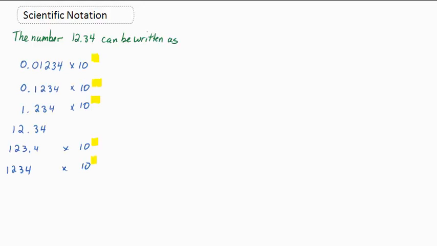Scientific notation is a very useful way to write incredibly large and incredibly small numbers. Let's look at 12.34, which is neither. And I'd like to show it in a variety of ways. Just for example, I can write it as 0.012 times 10 to the 3, or I can show it as 0.12 times 10 squared, 1.2 times 10, or 12.34, which is common notation.